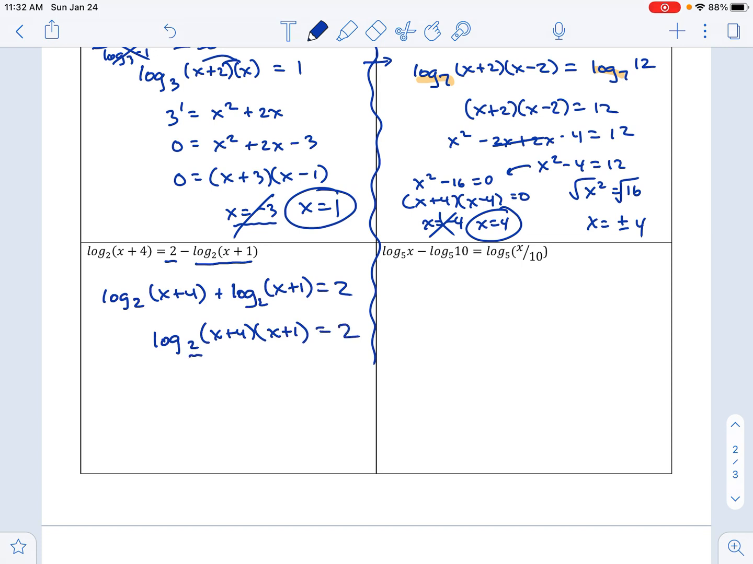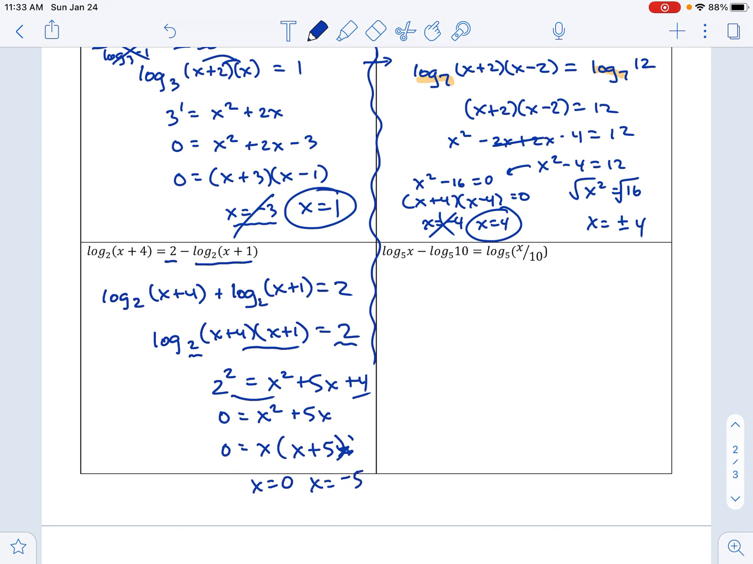So now I'm going to change it into exponential form. 2 to the 2 power equals, and I'll FOIL this out just to save some time, x squared plus 5x plus 4. Set equal to 0. So 0 equals x squared plus 5x, because when I subtract this 4 over, it's going to cancel out with this 4. Take out a GCF. x times (x plus 5). Okay, x equals 0, x equals negative 5.